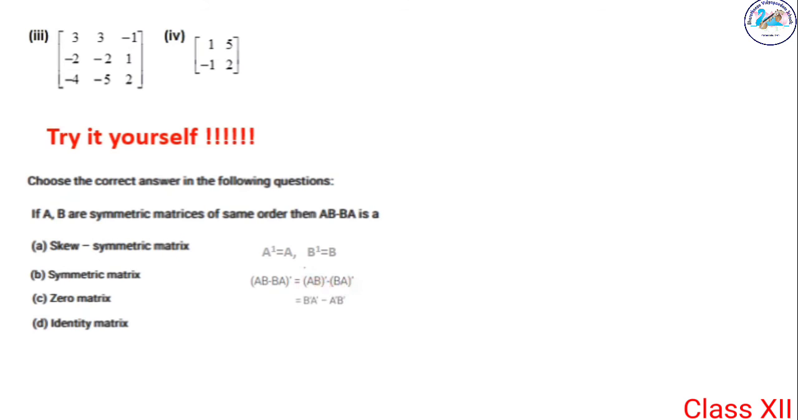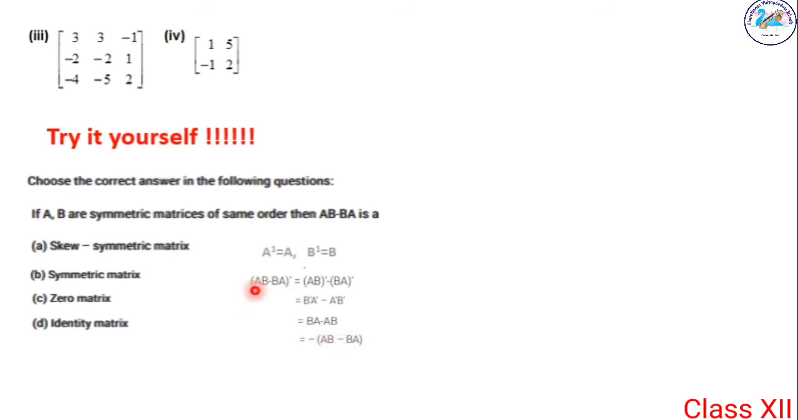Using transpose properties, AB the whole transpose is equal to B transpose A transpose. We have studied that fourth property in transposes of matrices. BA the whole transpose is equal to A transpose into B transpose. So A transpose we have calculated according to the property, that is A, and B transpose is equal to B, that is BA minus AB. So BA minus AB, when you take a minus outside, becomes minus of AB minus BA.